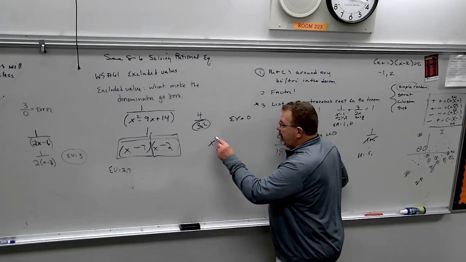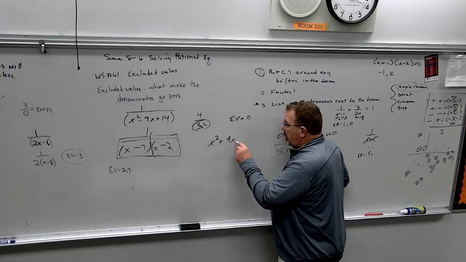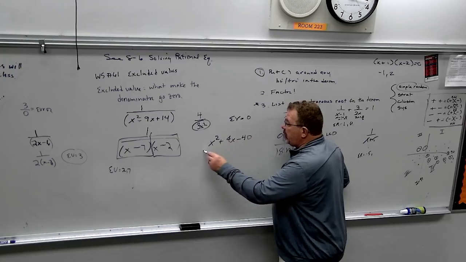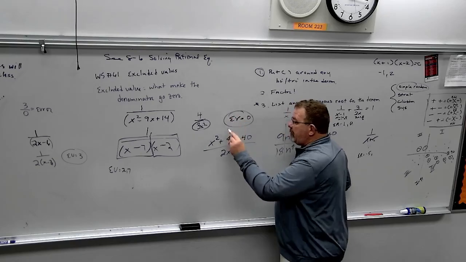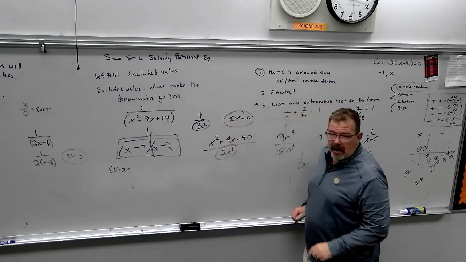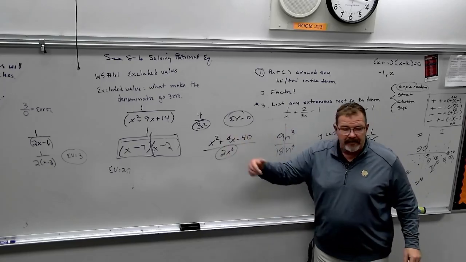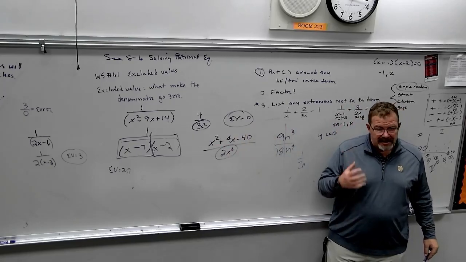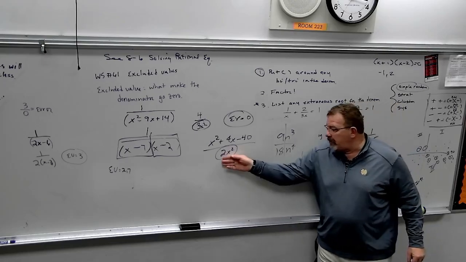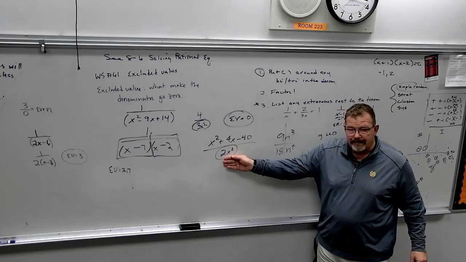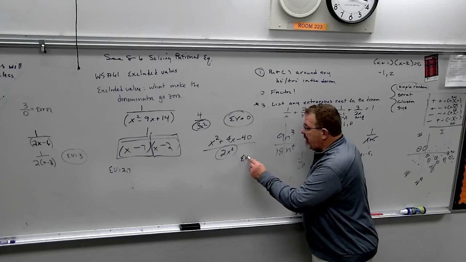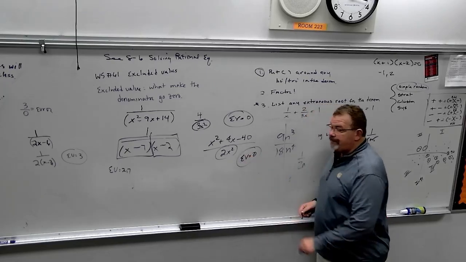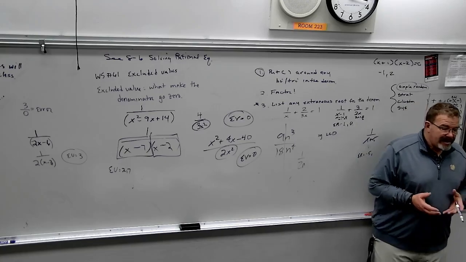If I gave you this big, ugly problem here, and I know a lot of people say, well, I got to do all this work. No, you don't. When you're doing excluded values, all you care about is the denominator. You don't care about the numerator at all. You just tell me the denominators. What would make this go to 0 now? 0. It's a monomial, right? So your excluded value is 0. So see how easy it is?